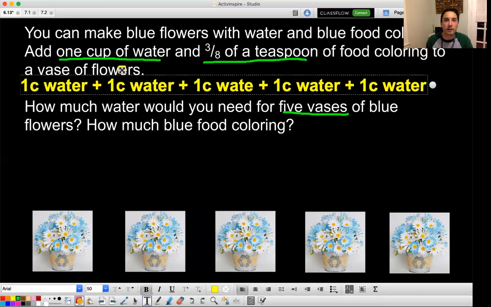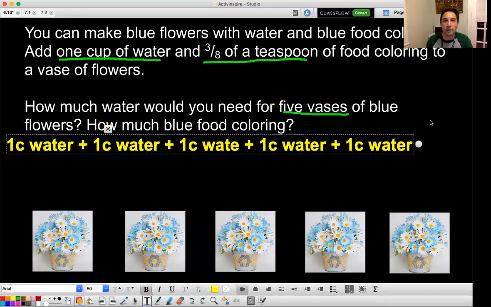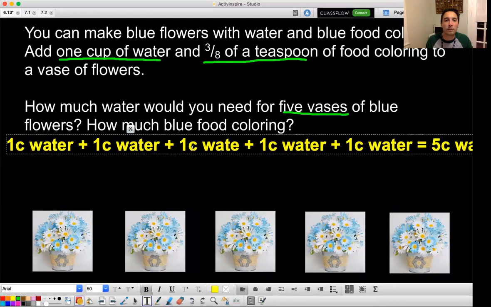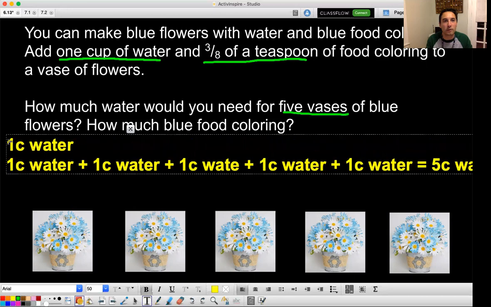So here's the addition equation for that. And then the multiplication equals 5 cups of water. Now, this is all addition, so the multiplication equation of this would be our same 1 cup of water. And then how many times did we do that? We did that 5 times. So that's going to give us 5 cups of water. Same.